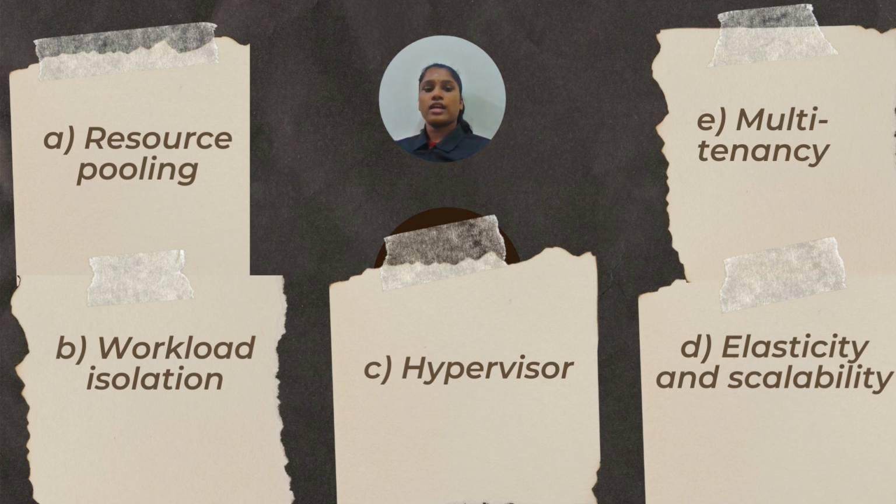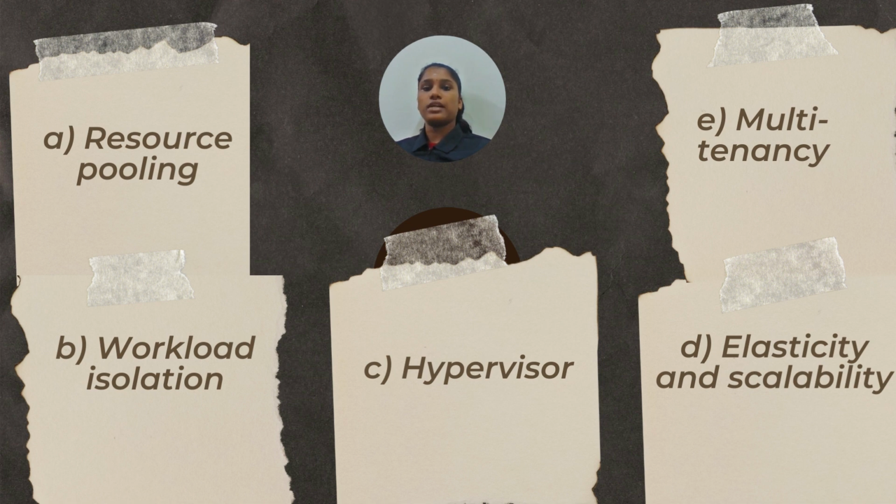The hypervisor is software that enables the operation of numerous virtual machines. D. Elasticity and scalability. Cloud providers can quickly add or remove virtual machines to accommodate shifting demand. As a result, cloud service providers can rapidly and effectively scale up or down their computing capabilities without having to set up and maintain physical servers.